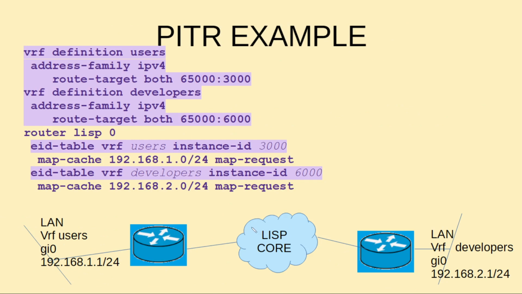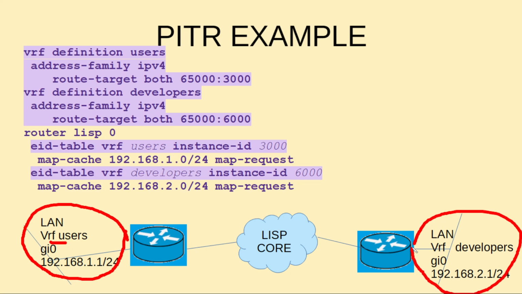Let's say that this LISP domain has this EID that belongs to VRF users, and we have this other EID that belongs to the VRF developers. So we will configure our proxy ITR first, defining the VRF. This is usual stuff. We know how to do that. And then when configuring LISP, we are going to use this command. This is the command that does the trick. We are going to map the VRF users to the instance ID number 3000.